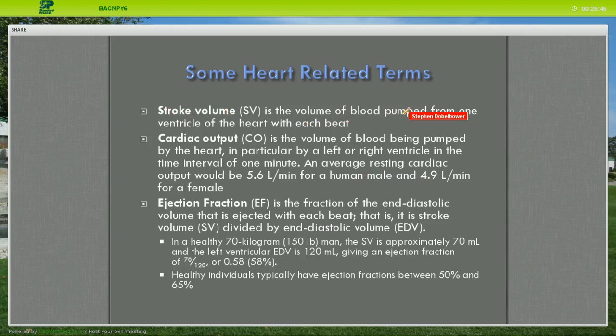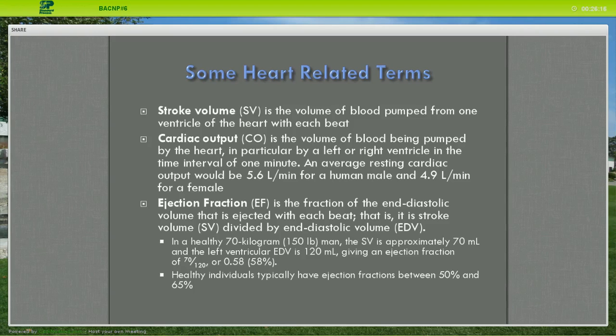So the stroke volume is the volume of blood pumped from one ventricle of the heart with each beat. That's independent. You can have a left ventricle stroke volume and a right ventricle stroke volume. Another reading that we sometimes hear about is called the cardiac output, which is the volume of blood being pumped by the heart, or by a particular ventricle, left or right, in one minute's time. On average for men, that's about 5.6 liters, and for women, it's about 4.9.